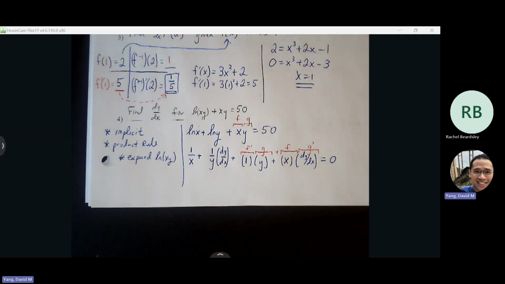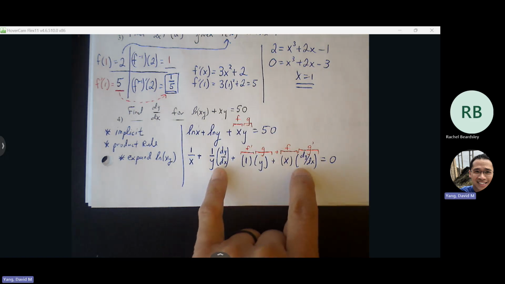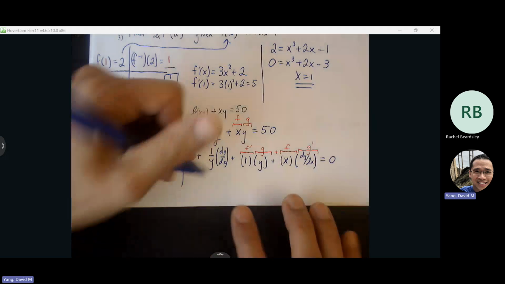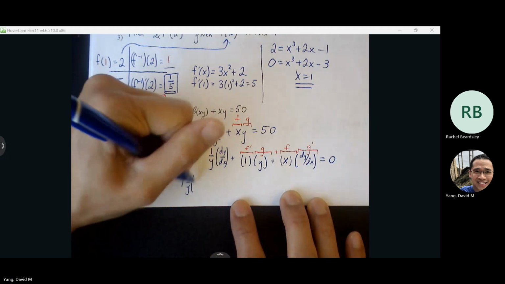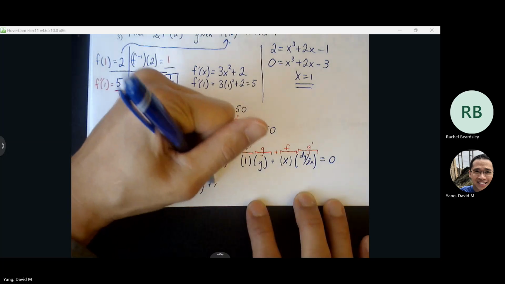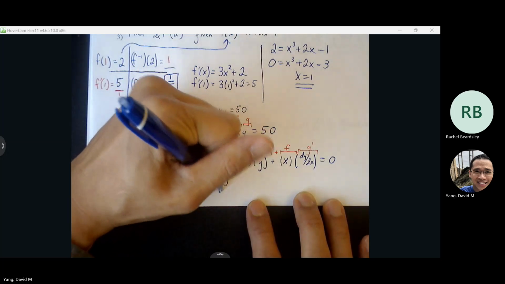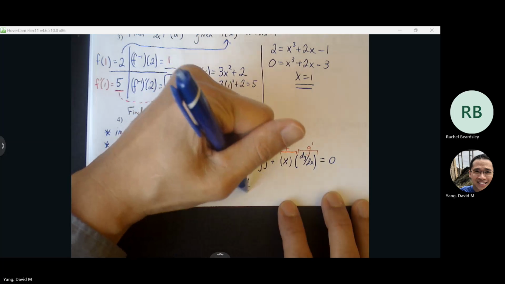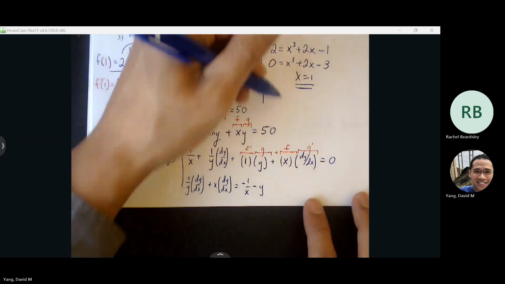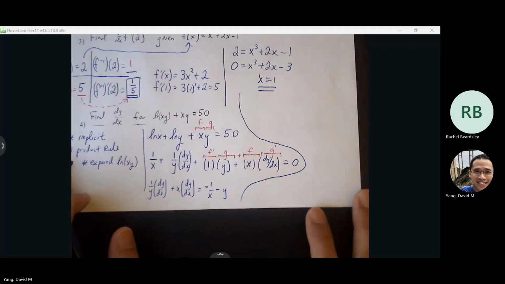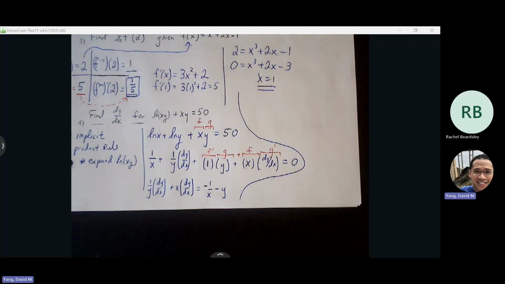And now we're just in our cleanup efforts. Let's collect our dy/dx terms on the left, move the non-dy/dx terms to the other side. Okay, factor your dy/dx out.